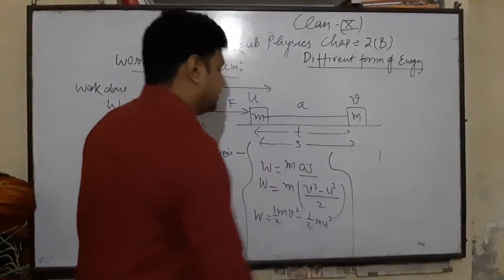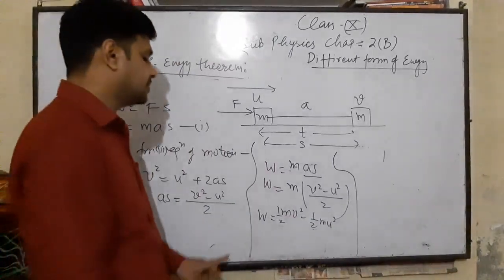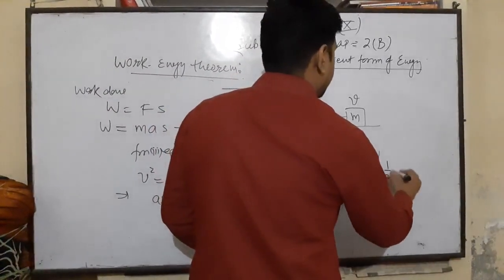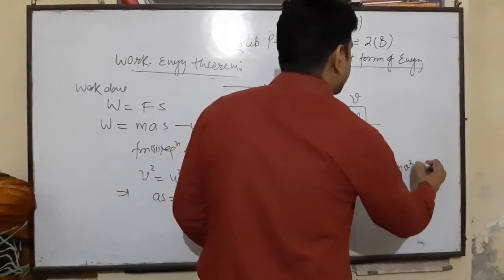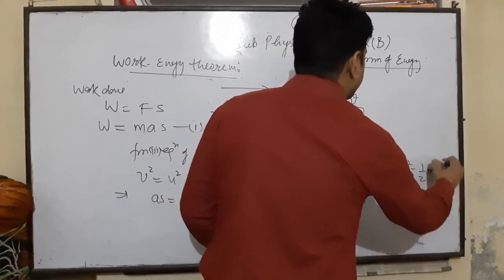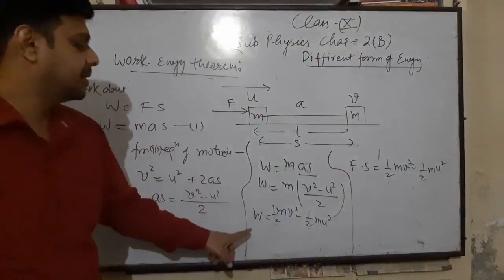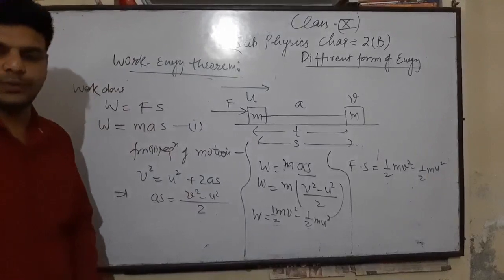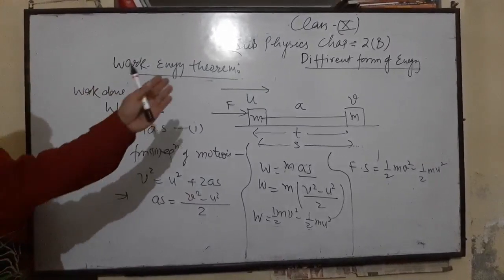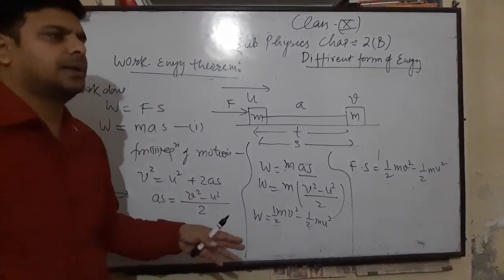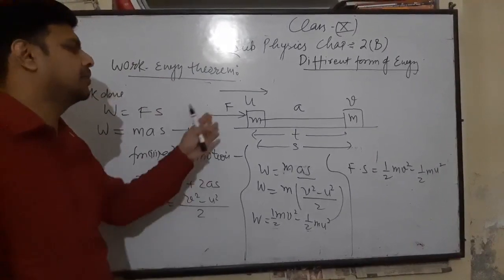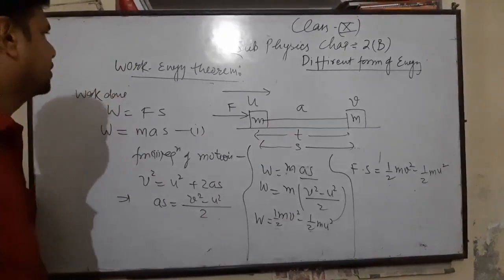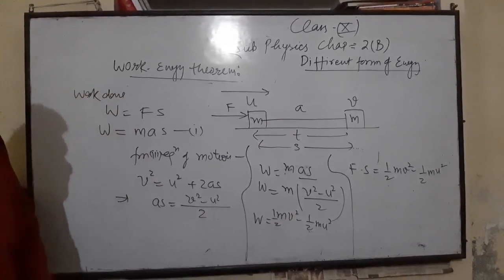So how can we find the stopping force or stopping distance? We know W is equal to F into s is equal to half mv square minus half mu square. Okay, we can write it like this. So it is the work energy theorem. The work done by all types of forces acting on an object is equal to the change in kinetic energy of this object. So it is the work energy theorem.